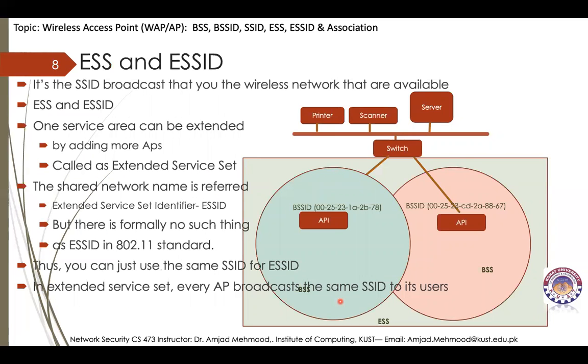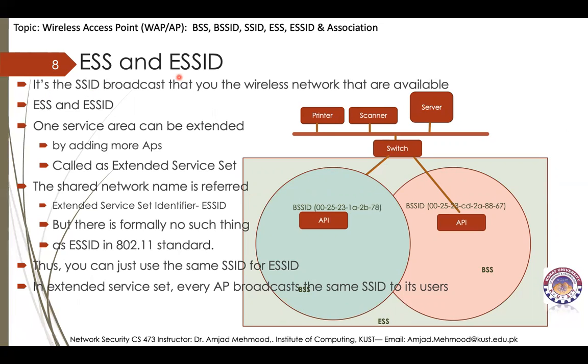So here you can see ESS and ESSID. When two BSS are combined and put in one range, we call it an extended service set. This is called extended service set, and each extended service set has its own ID.